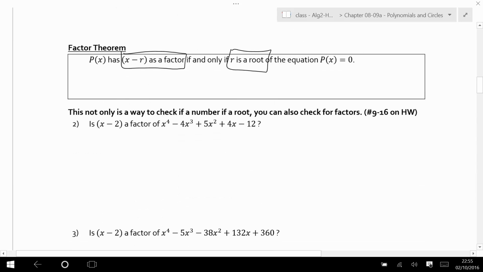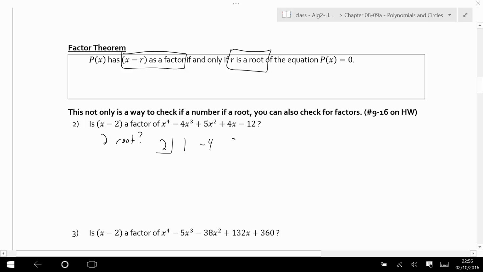Moving back, this is not only a way to check if a number is a root, you can also check for factors. So if I want to say is x minus 2 a factor, that means is 2 a root? That's really what we're checking. They mean the same thing. X minus 2 a factor means 2 is a root. So we're going to synthetically divide by 2.